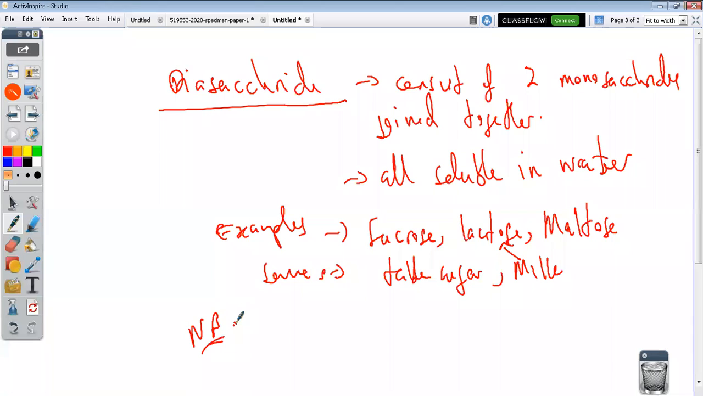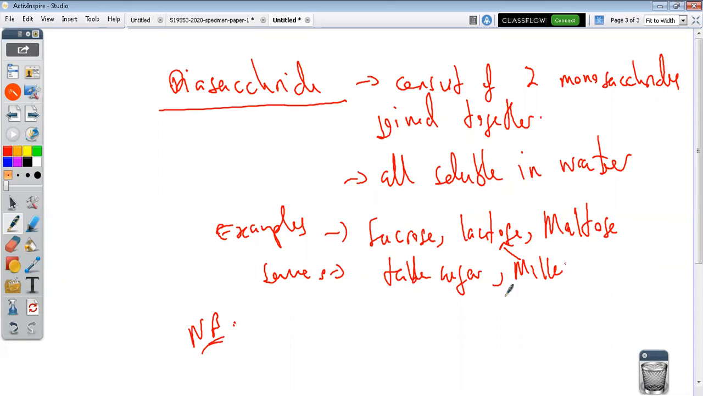Except, there's one exception. Which one won't be affected by Benedict's? If they are reducing sugars, it means they give you a positive test with Benedict's solution. Except what? There's one exception. It's non-reducing. I said monosaccharides and disaccharides are reducing sugars, which means they give a positive test with Benedict's reagent, except, what's the exception?